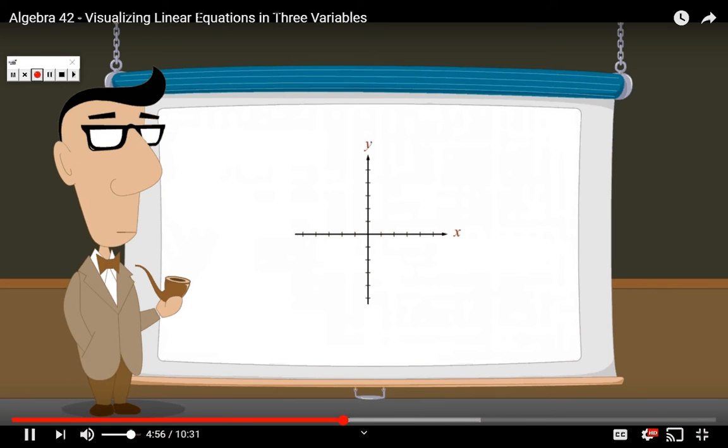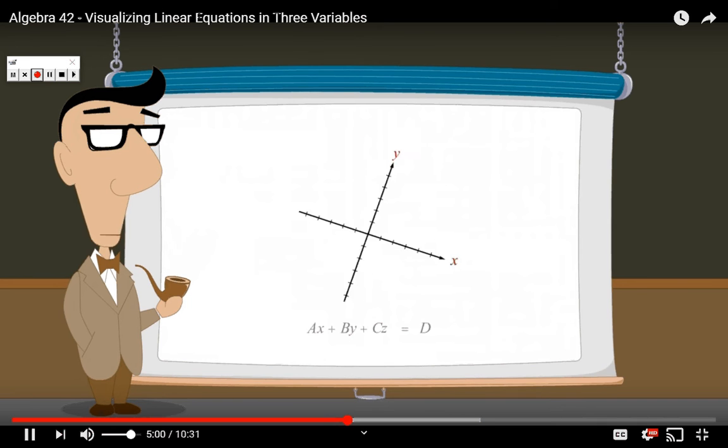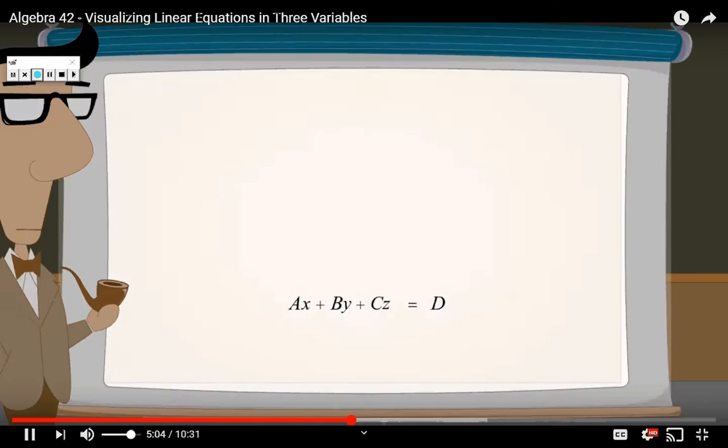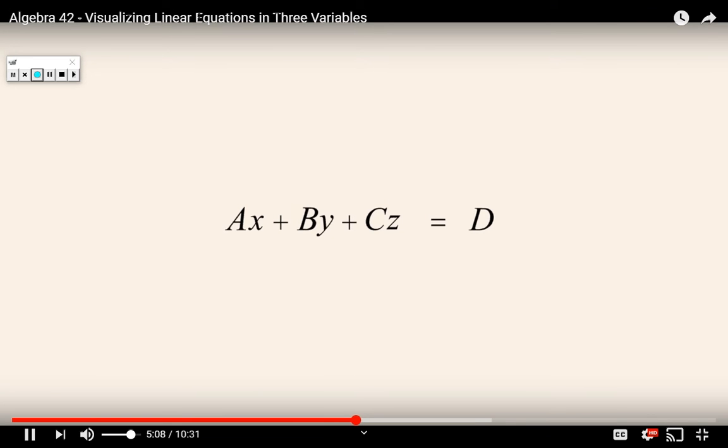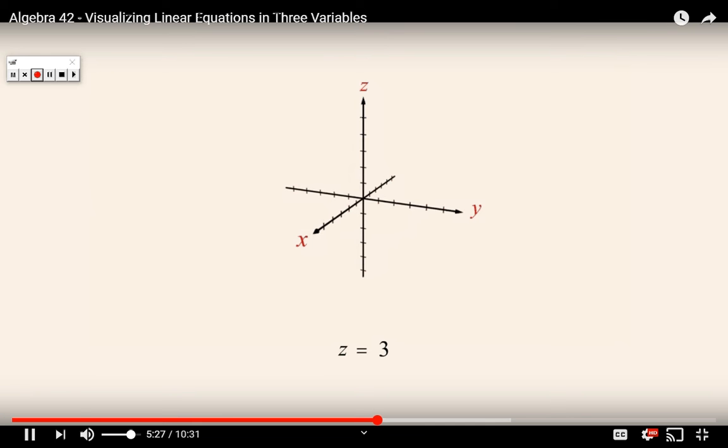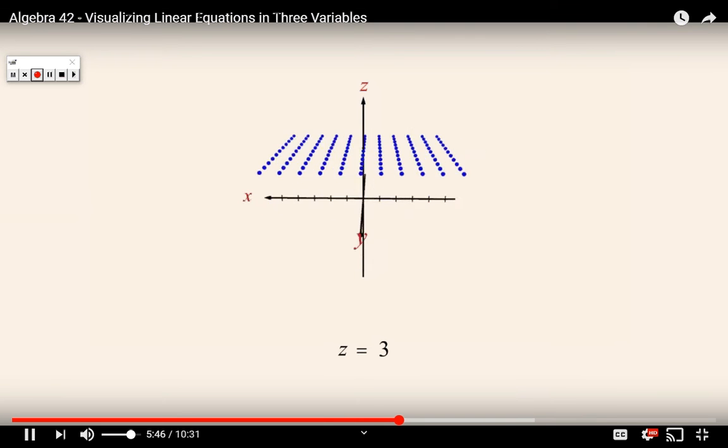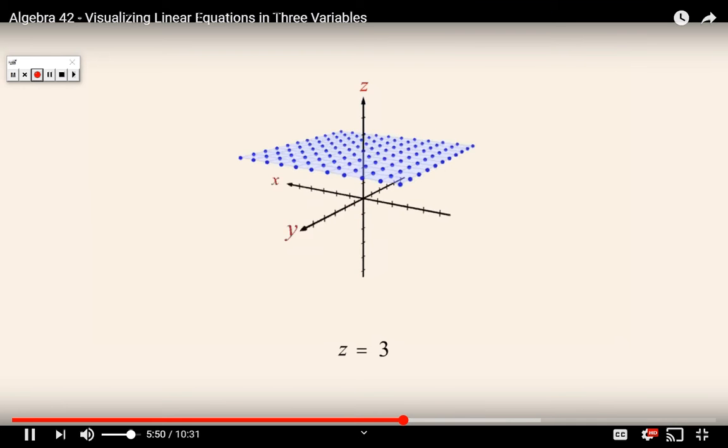Let's try the same thing for a linear equation in 3 variables, setting the coefficients of all but one of the variables to 0. Let's start by setting a and b to 0 and c to 1. This eliminates all the variables but z. If we set the value of d to 3, we get the linear equation z equals 3. Since both x and y are free to take on any value, the graph of this equation consists of every point in three-dimensional space whose z-coordinate is 3 and x and y coordinates are any real number. The graph of this equation is therefore a horizontal plane, 3 units above the origin.